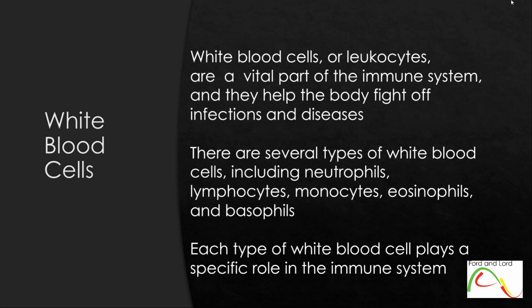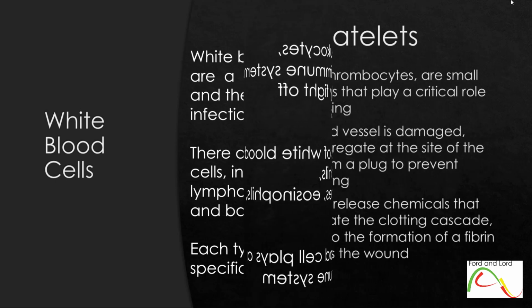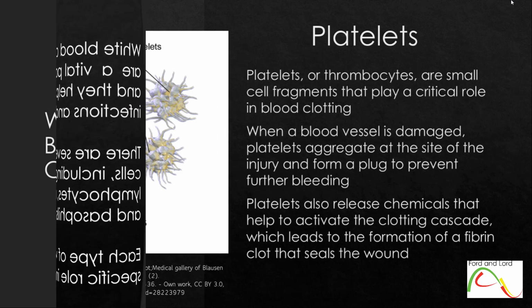There are several types of white blood cells, including neutrophils, lymphocytes, monocytes, eosinophils, and basophils. Each type of white blood cell plays a specific role in the immune system. For example, neutrophils are the most common type of white blood cell and are responsible for engulfing and destroying bacteria and other foreign substances. Neutrophils are the first responders to bacterial infections, while lymphocytes are responsible for recognizing and destroying viruses and cancer cells and are responsible for producing antibodies.